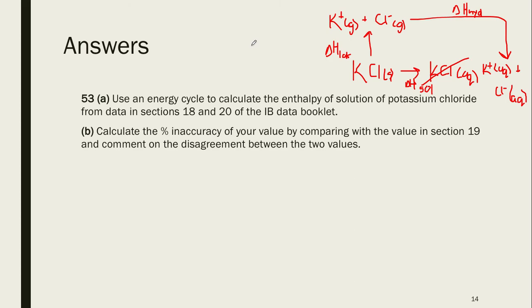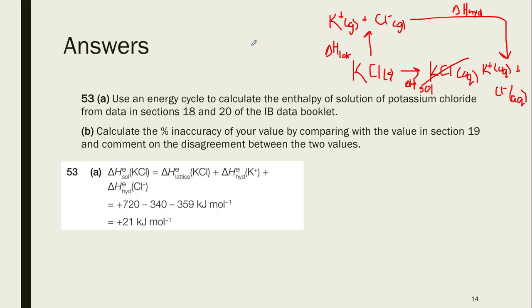So when you do that, you would look up that the lattice enthalpy is about 720. The hydration enthalpy for the potassium ion is negative 340, and the negative 359 is for the hydration enthalpy of the chloride. So when you add that, you get positive 21 kilojoules per mole. So again, a slightly endothermic process that occurs when you take solid potassium chloride and dissolve it in water.